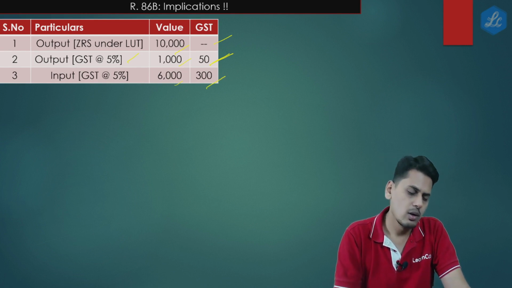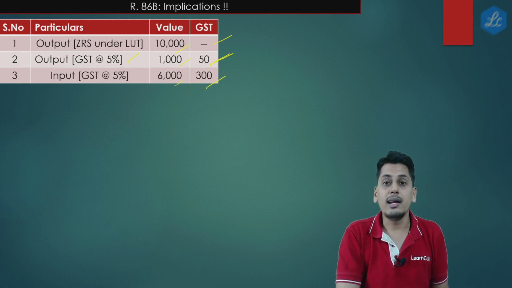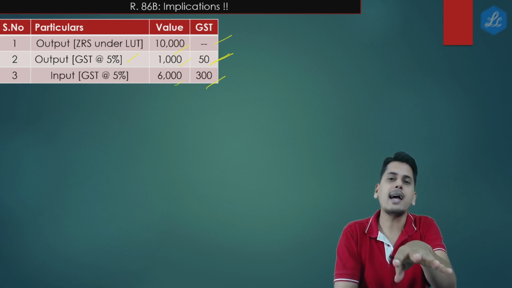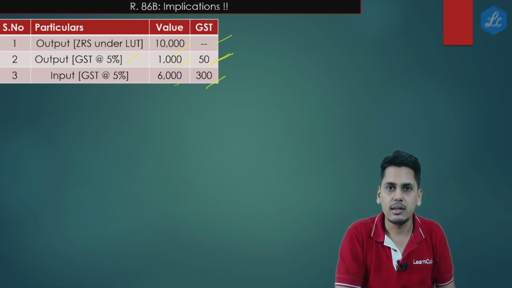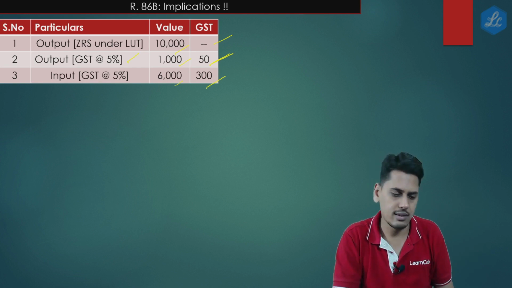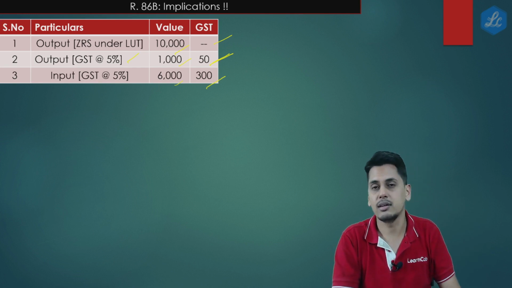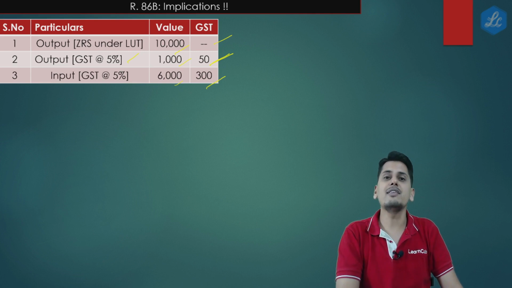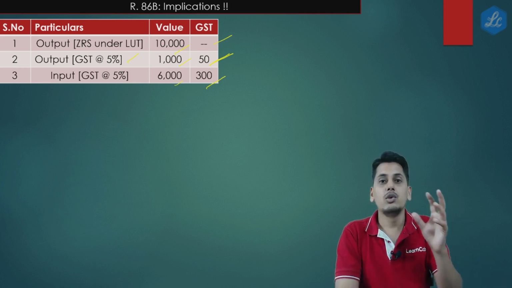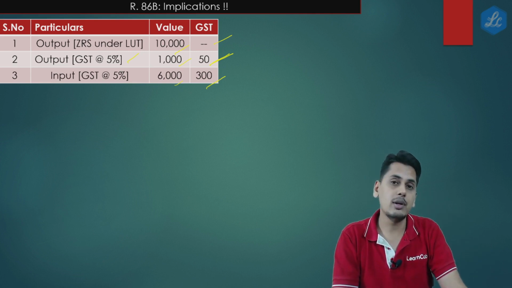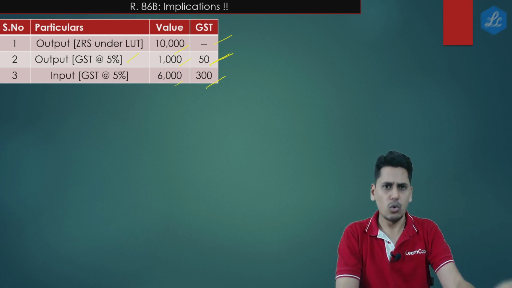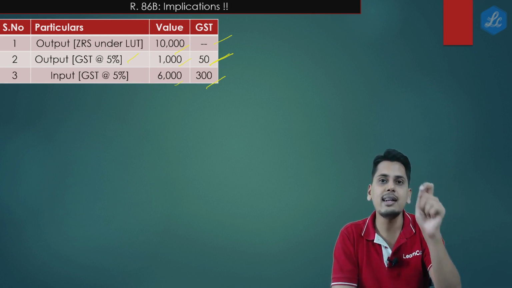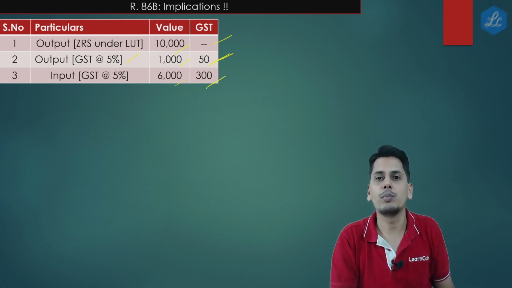Now friends, what does 86B tell you? 86B tells you if the value of taxable supplies other than exempt and zero rated supplies in a particular month is exceeding 50 lakhs, does it exceed in this particular month? Yes. If it is exceeding 50 lakhs, then you can utilize or you can pay the output tax from your electronic credit ledger only to the extent of 99% of the output tax.